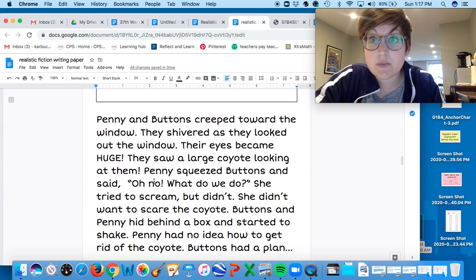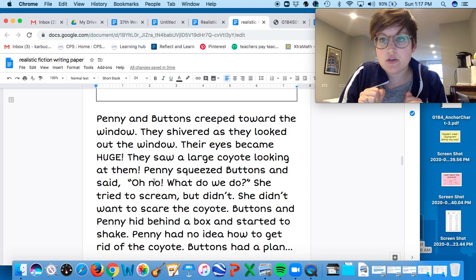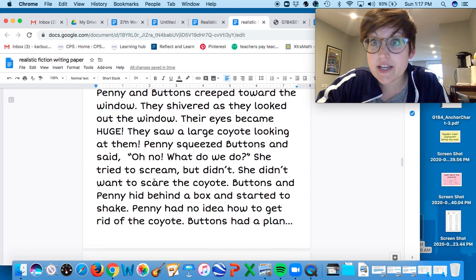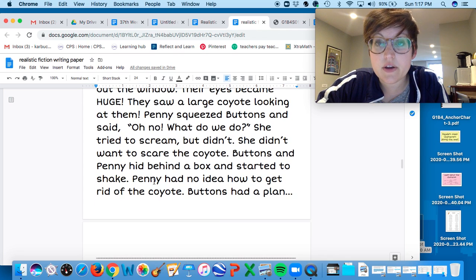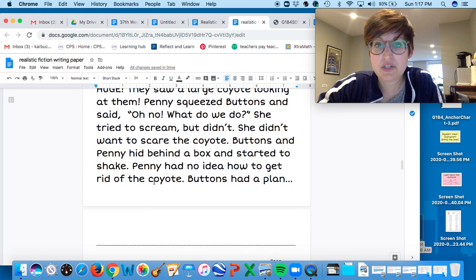Penny and Buttons creeped toward the window. They shivered as they looked out the window. Their eyes became huge. They saw a large coyote looking at them. Penny squeezed Buttons and said, "Oh no, what do we do?" She tried to scream but didn't. She didn't want to scare the coyote.